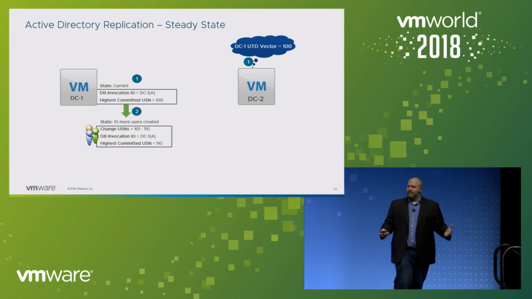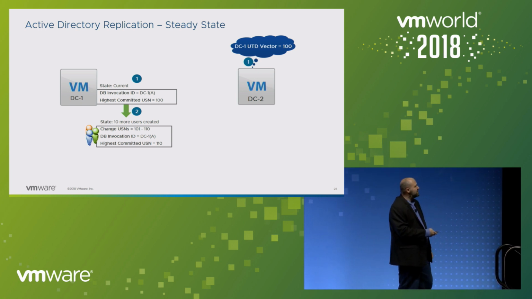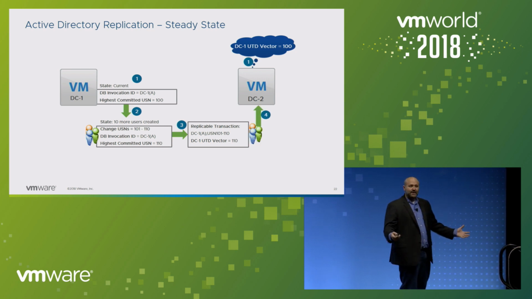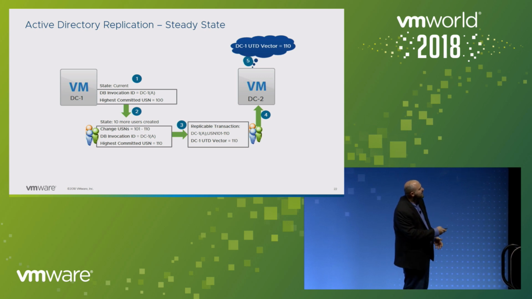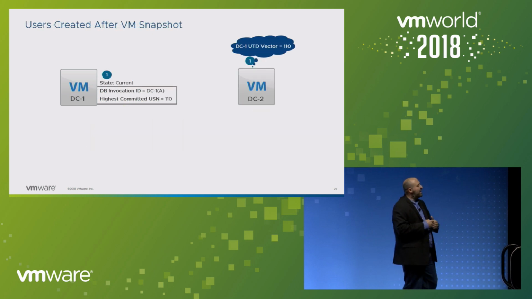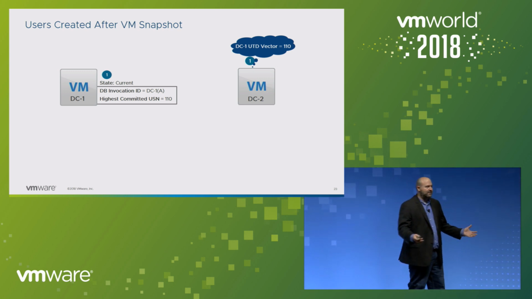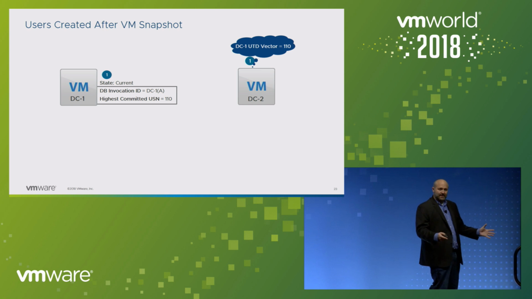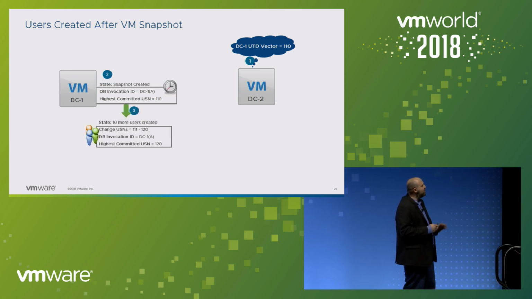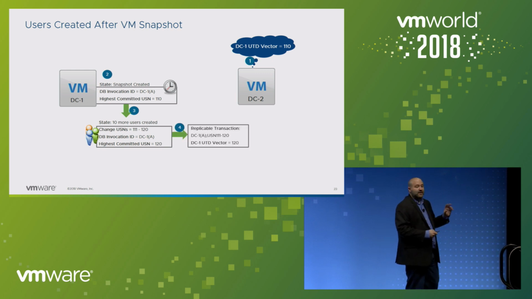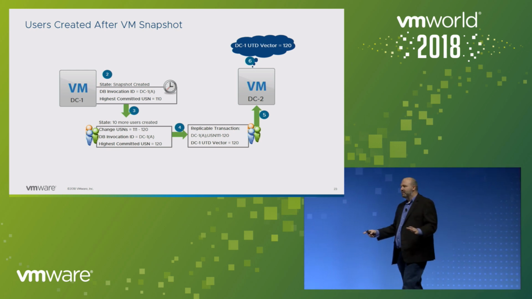I create 10 users, so the USN increments from 100 to 110, replicates that over to DC02. DC02 says, I've got that transaction, I accept it. Increments, again, now it's up to 110. Everything's all good so far. Now we've introduced virtualization into the mix, and someone has decided to take a snapshot of that domain controller. So snapshot created, okay? Create 10 more users, go from 111 to 120. Replicate that over. DC02 says, no problem, I've got that, that works. Everything's still in working order.